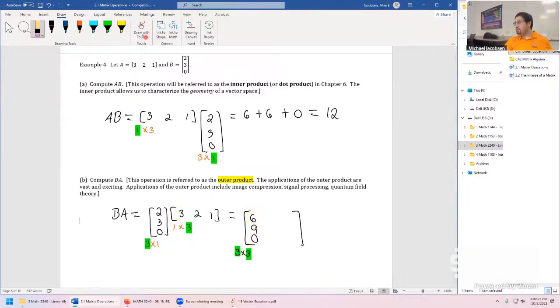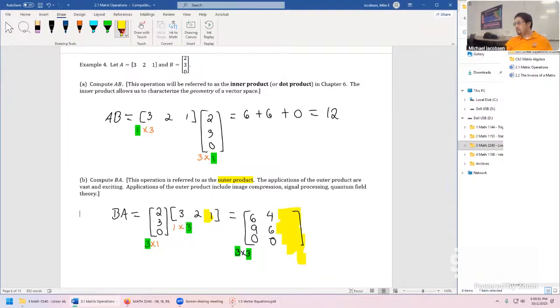Then we just move down to the next column. To build out this column right here, we go to the second column here and do the same exact operations. First, it's 2 times 2 for a 4, 3 times 2 for a 6, 0 times 2 for 0, and then repeat.